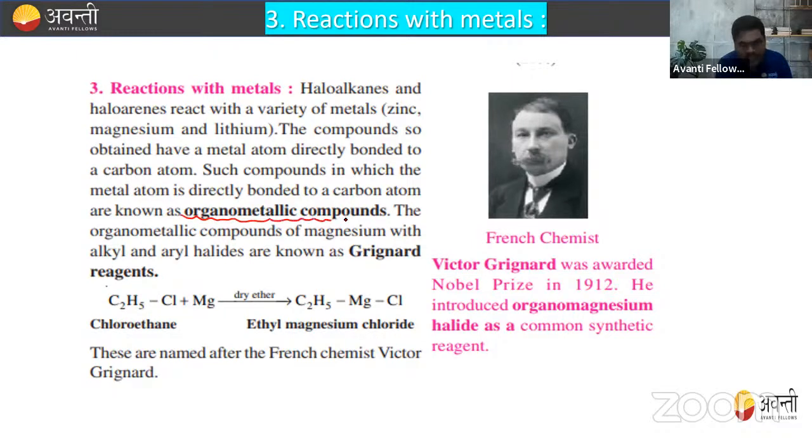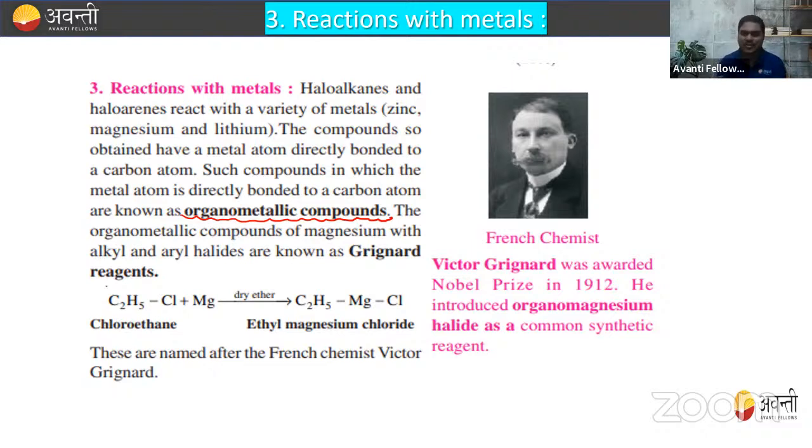Always remember, if someone asks what is an organometallic compound, what you have to say, beta, is that such compounds in which the metal atom is directly attached or directly bonded to the carbon atom are known as organometallic compounds. And the organometallic compounds of magnesium with alkyl halides are also known as Grignard reagents.